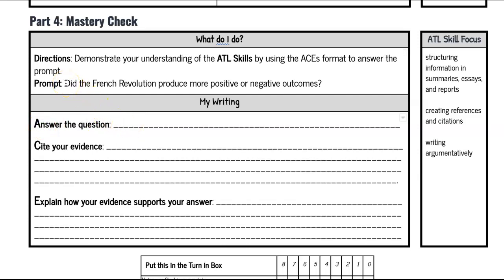We should be seeing the same language from the prompt in your answer. You're not going to start with your opinion. You're not going to use any personal pronouns. You will simply state the answer here. Next, you'll jump to citing your evidence.